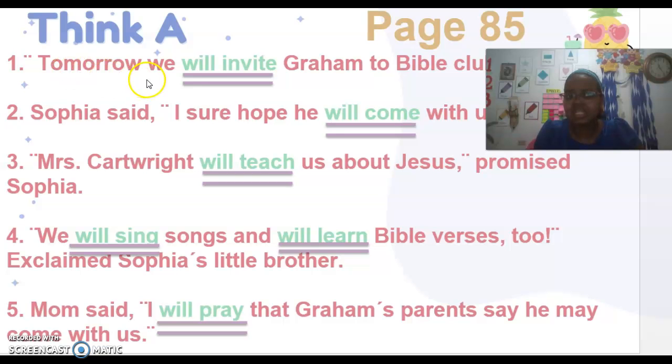Sentence number 1 says, "Tomorrow we will invite Graham to Bible club," said Mom. So we're going to underline the verb in the first sentence. Then in number 2, Sophia said, "I sure hope he will come with us." Will come. That indicates that our verb come is in the future. Tomorrow is in the future, something that hasn't happened.